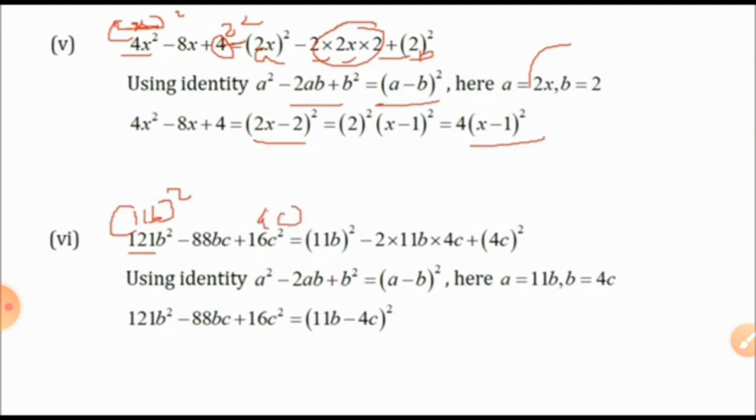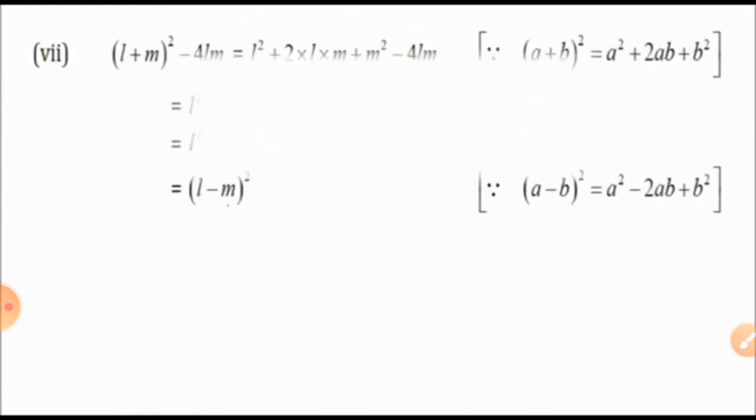Sixth one: 121 b square minus 88 bc plus 16 c square. Yes, my dear student, 121 is 11 square, b square also as it is. Whatever the identity, you can show it this way in a bracket.